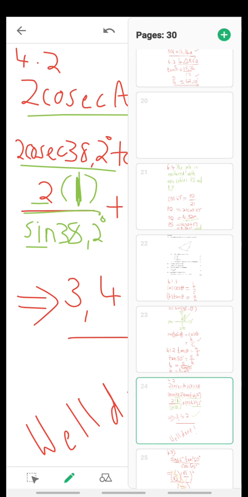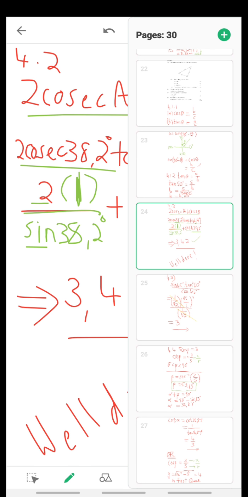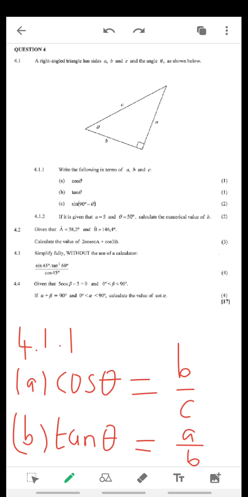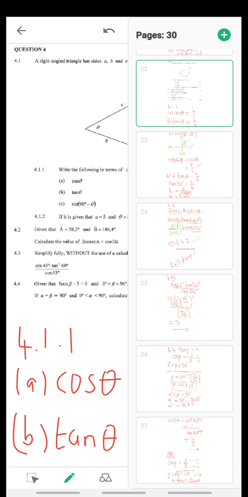Well done. Now next we must look at 4.3. Simplify fully, without the use of a calculator. What comes to mind? Special angles.